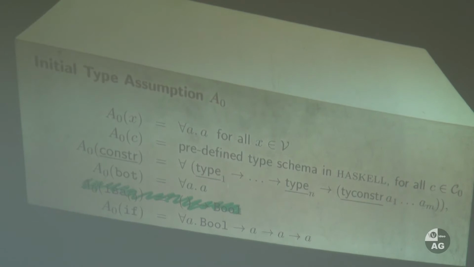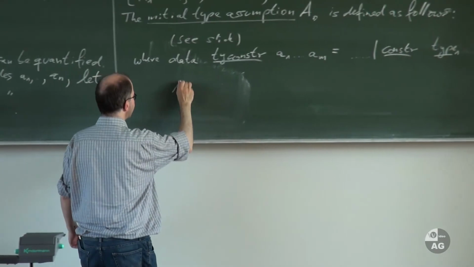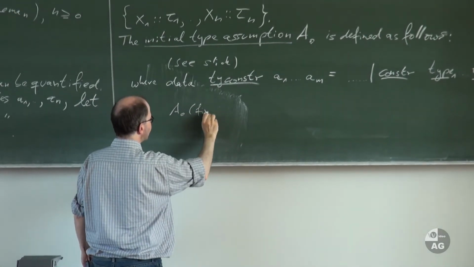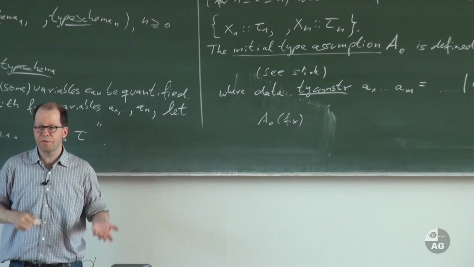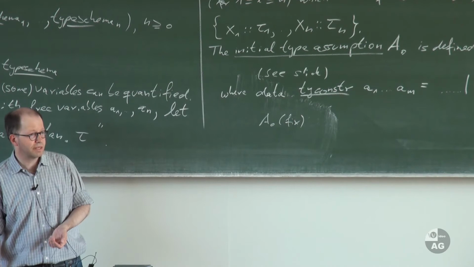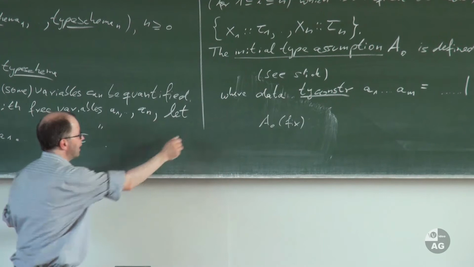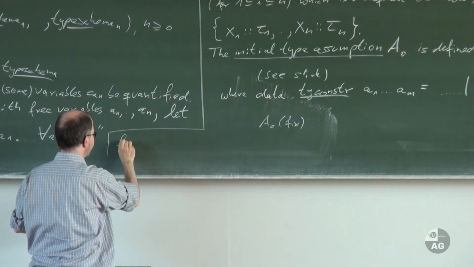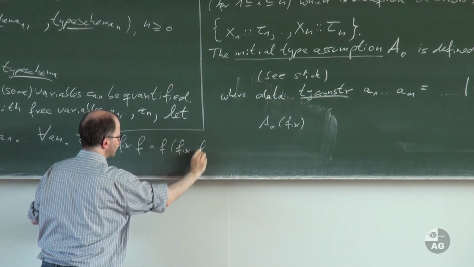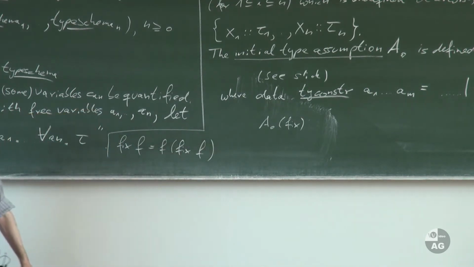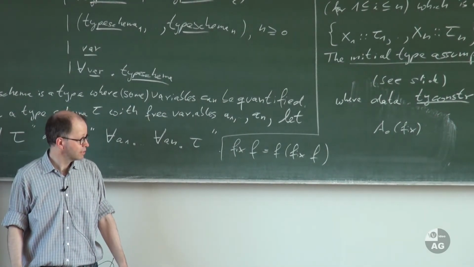Now, maybe a bit more interesting is the type of fix. What do you think is the type of fix? Now, fix was a predefined constant, and it is used whenever we translate recursively defined functions to the lambda calculus. So fix takes a function and computes its least fixed point. And it behaves as if it were defined by the following equation, namely fix f equals f of fix f.